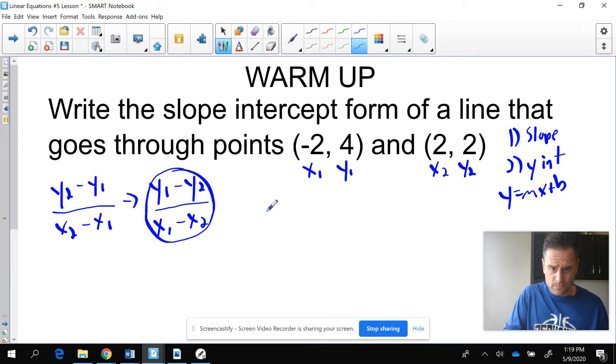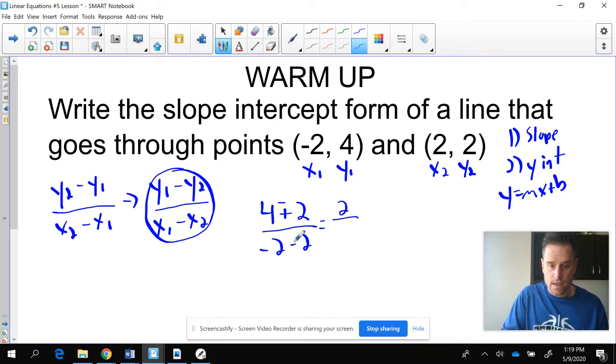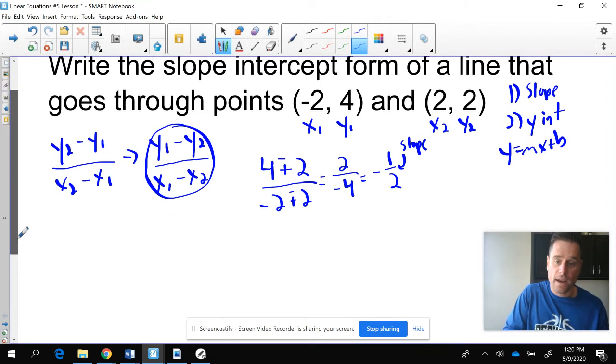So y1 is 4 minus y2, which is 2, over x1, which is -2, minus 2. And let's solve this. So it says 4 minus 2 is 2. And -2 minus 2, it's going to be -4. And we're going to simplify that as -1/2. So this is our slope. That's our slope. So guys, once we have that, we're about halfway done.